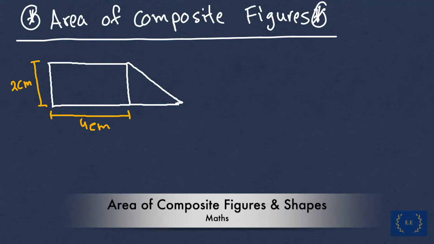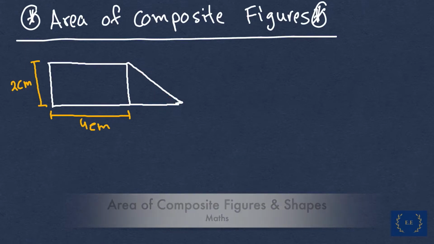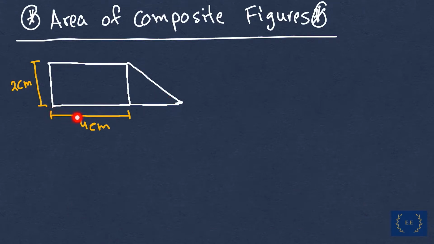So we're going to be learning about the area of composite figures, and in front of us right now we have a straightforward example of this following figure. Now we do have the following side, which is 4 centimeters long, and we have this following width of 2 centimeters long.